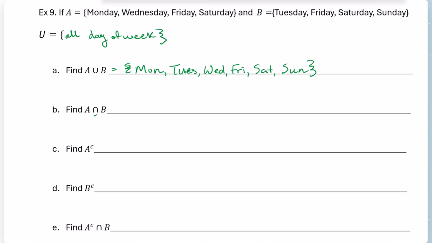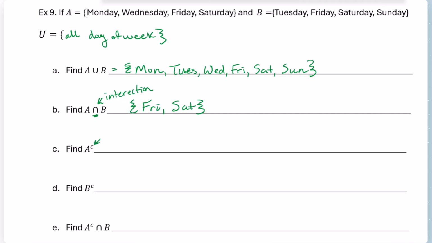Now, when we look for the intersection here, this is the intersection. That means I'm looking for where they overlap, what they both have in common. So if we look at sets A and B, what days of the week are in both sets? They both have Friday and they both have Saturday.